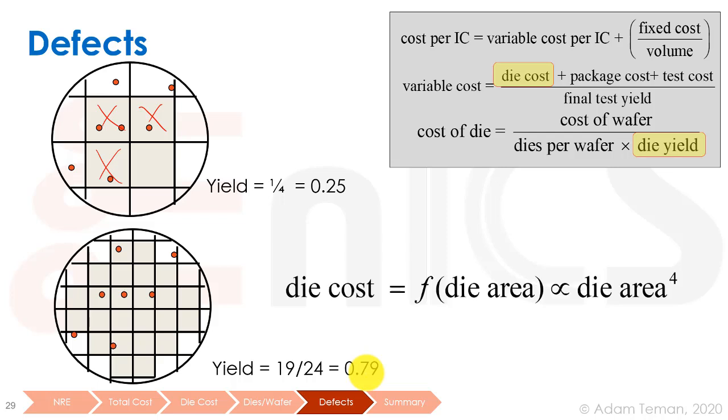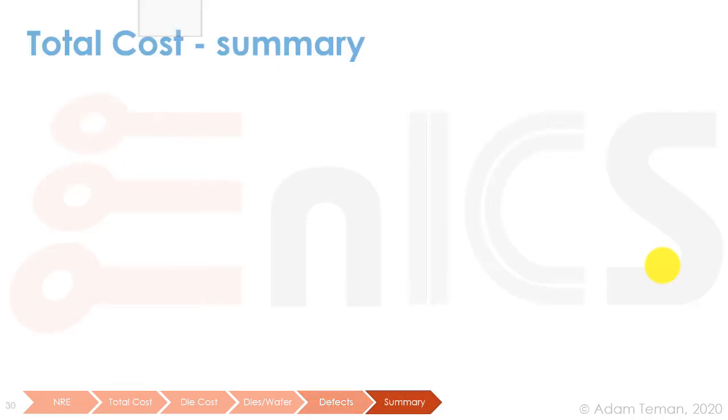The die cost is a function of the die area, or it's proportional to the die area to the 4th. So the larger the die we get, the worse yield we get, the more edge losses, so the fewer chips we get per wafer. The die cost, again, is really poorly proportional to the die area. And that's the bottom line of why area is so expensive. The larger the die, the more it costs. And so a smaller die is really worthwhile.